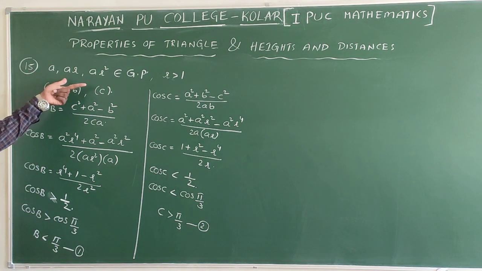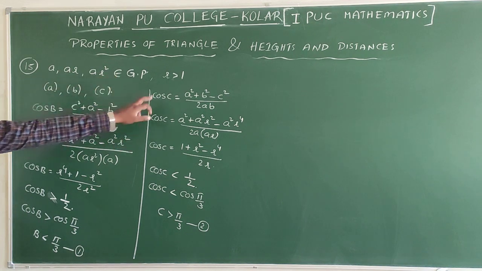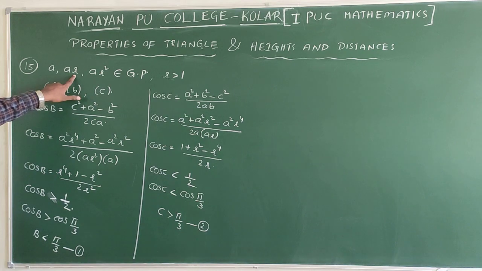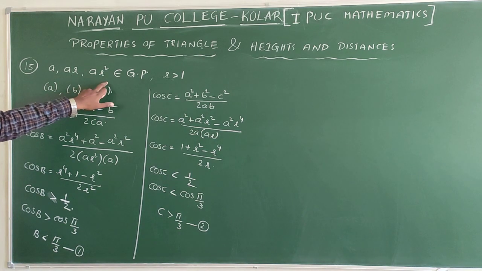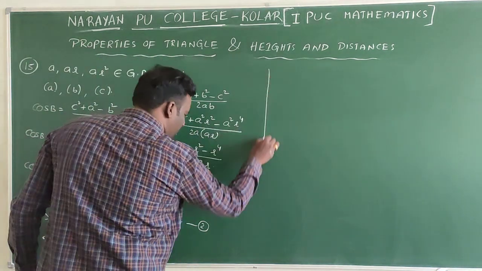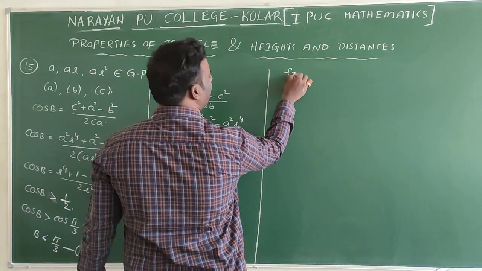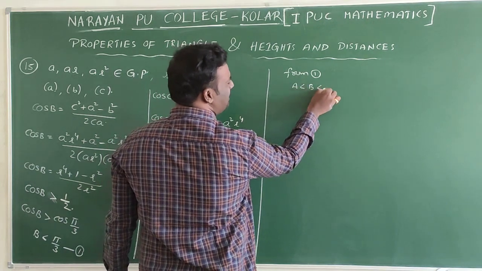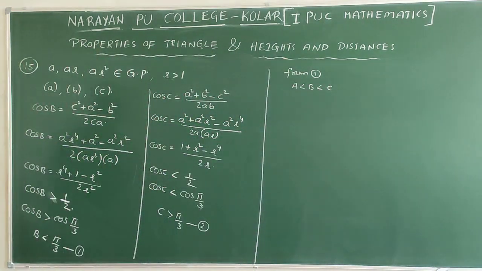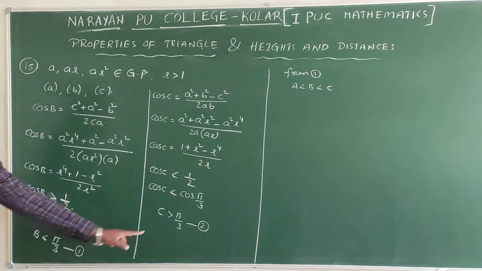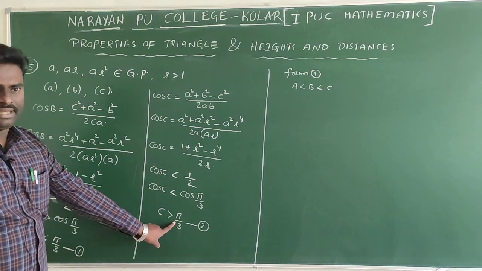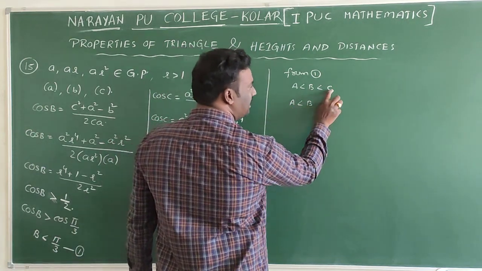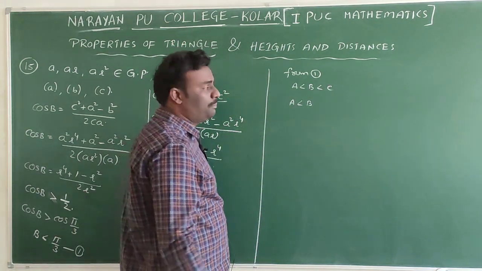But they are given as 3 consecutive terms. If R value is more than 1, compared to A, AR is more. Compared to AR, AR square is more. That's why from 1 and 2 you got the condition A less than B less than C. From this A less than B less than C, but C is what? Greater than pi by 3. Now A less than B less than C, and C is greater than pi by 3.